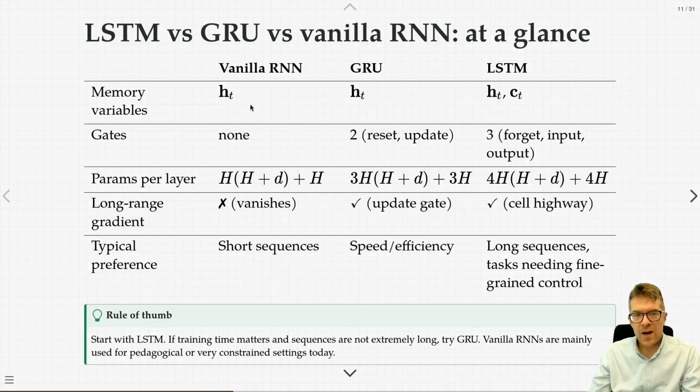So what variables do these 3 kinds of RNNs have? Well, the RNN just had H sub t. GRU still has H sub t, although the way it's updated is different than the vanilla RNN. And an LSTM has both H sub t and C sub t running in parallel with one another. Vanilla RNNs have no gates. Everything is just trained through simple backpropagation. GRUs and LSTMs have gates, these sigmoid functions that can decide what to reset or what to update, or what to forget, input, and output respectively.